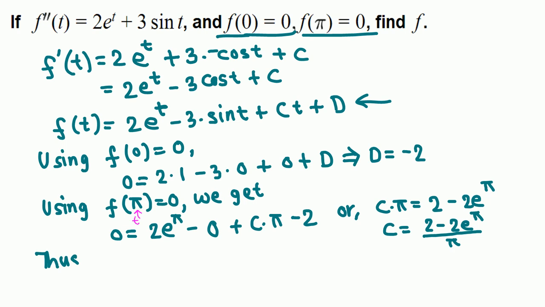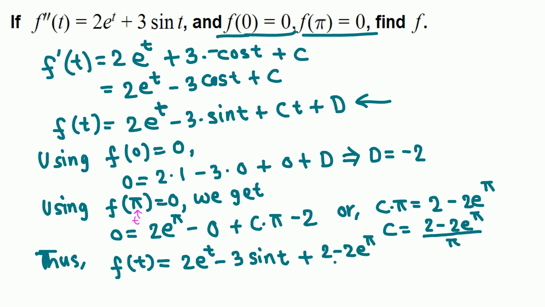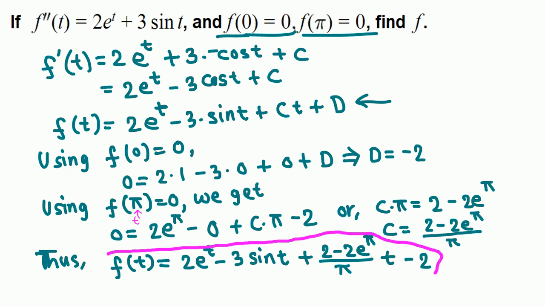We plug these two into the function and we recover the function. Thus f of t is 2e^t minus 3 sin t plus ct, where c is the big constant (2 minus 2e^pi) all over pi, times t, plus d, which is -2. So this is the final answer.